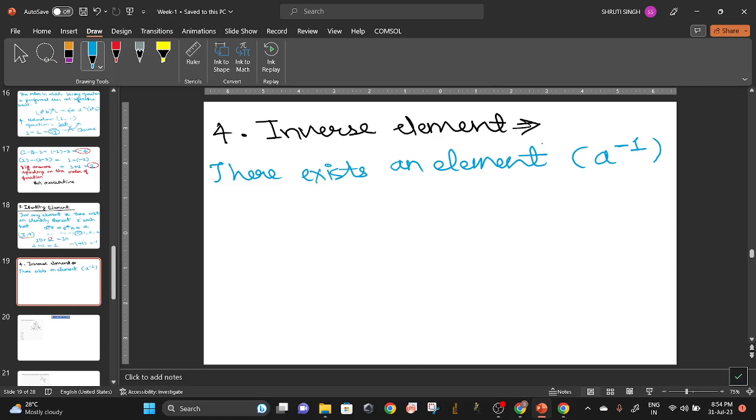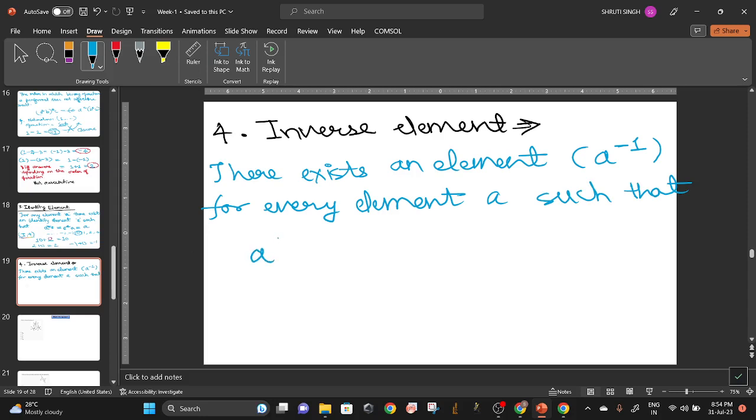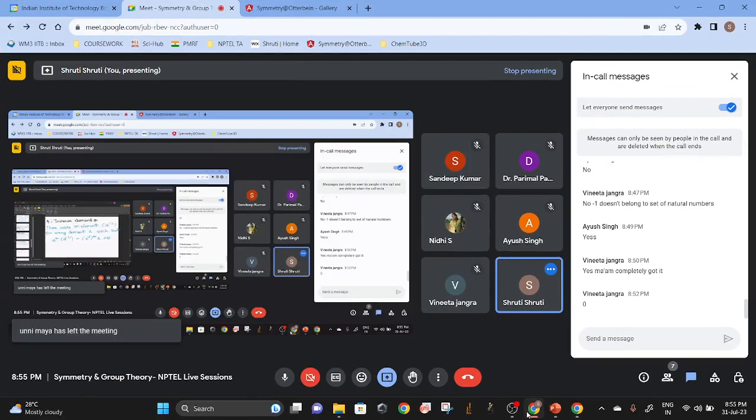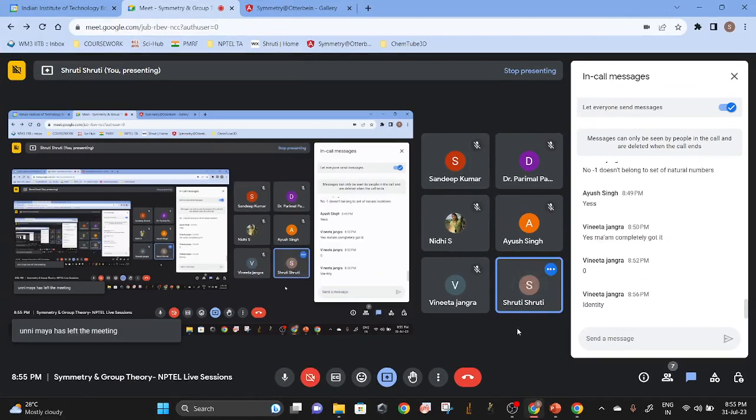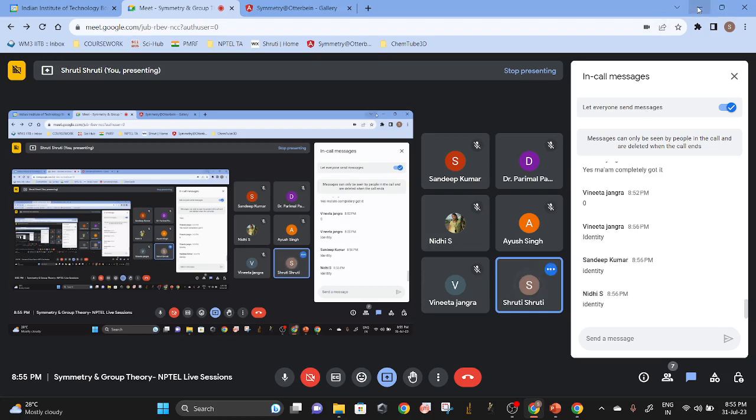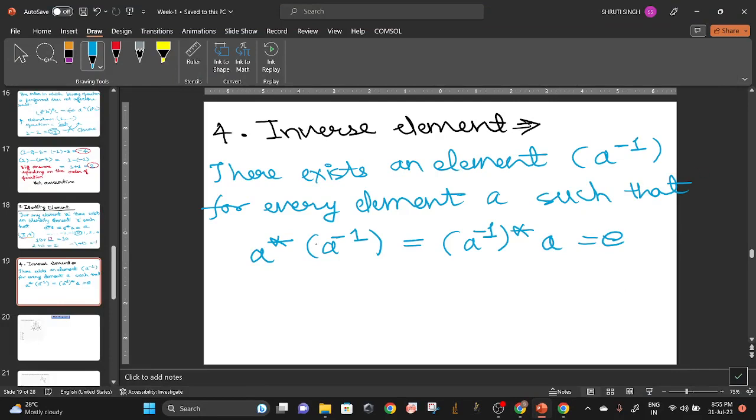There exists an element A inverse for every element A such that A operation A inverse gives the same thing as A inverse operation A, and it should be equal to E. What is E here? Identity, right? So there should be some element A inverse such that when we perform that operation with A, we get the identity element back.